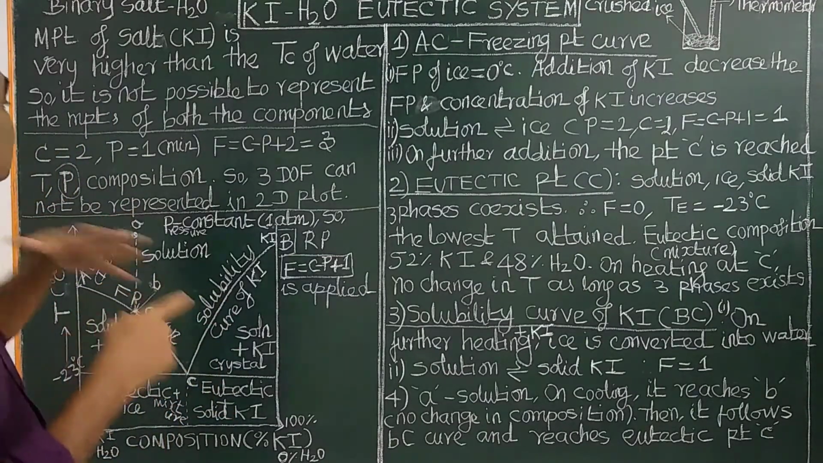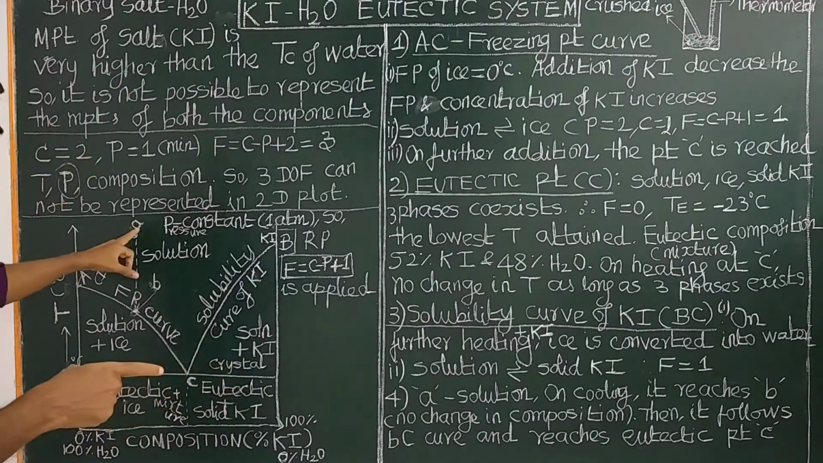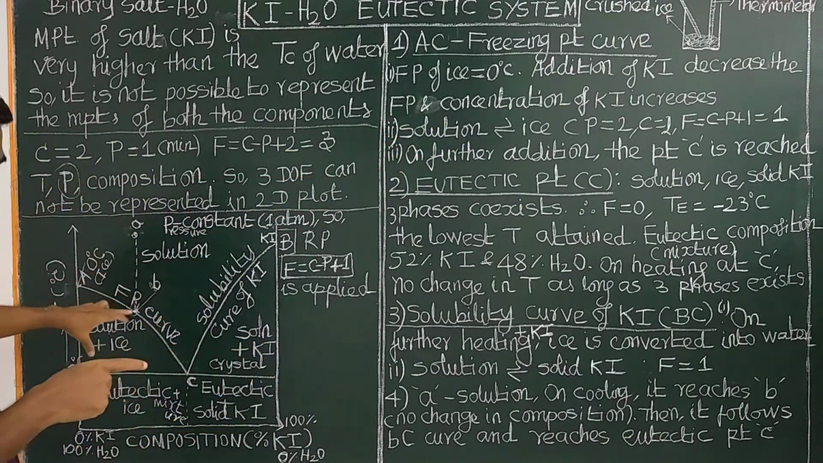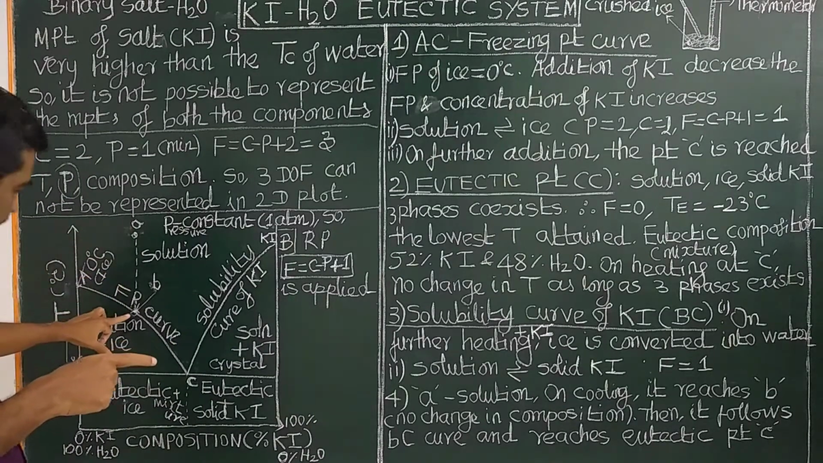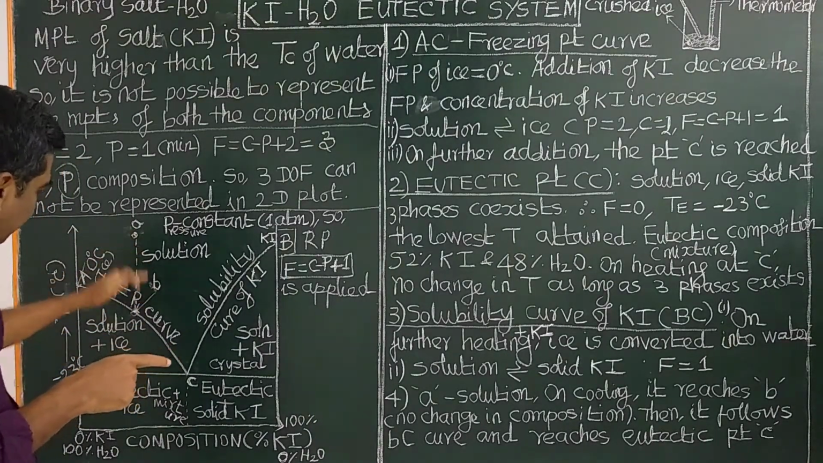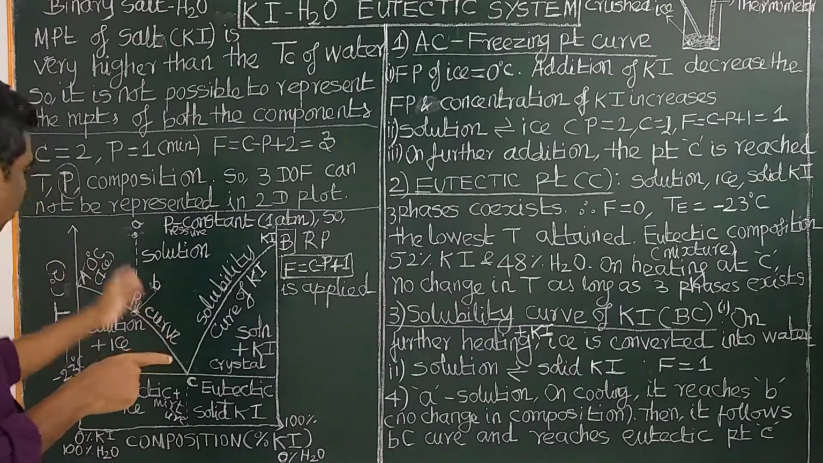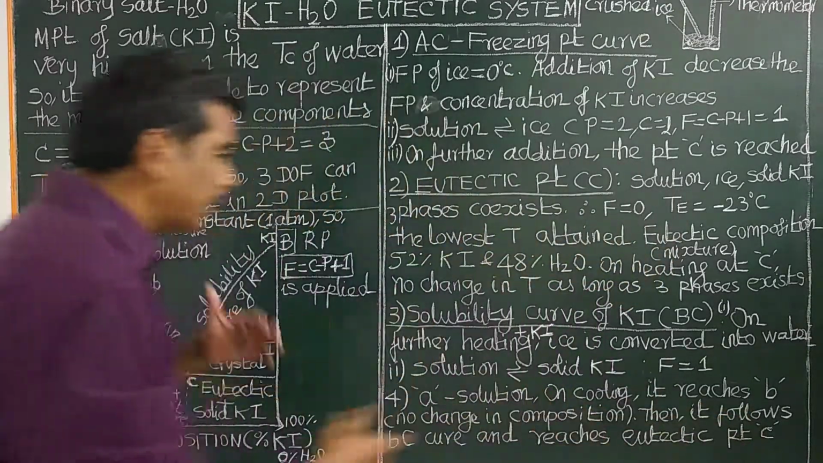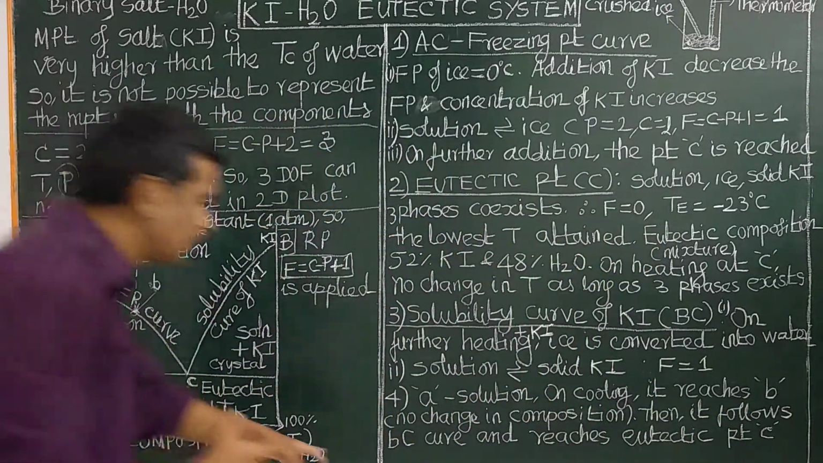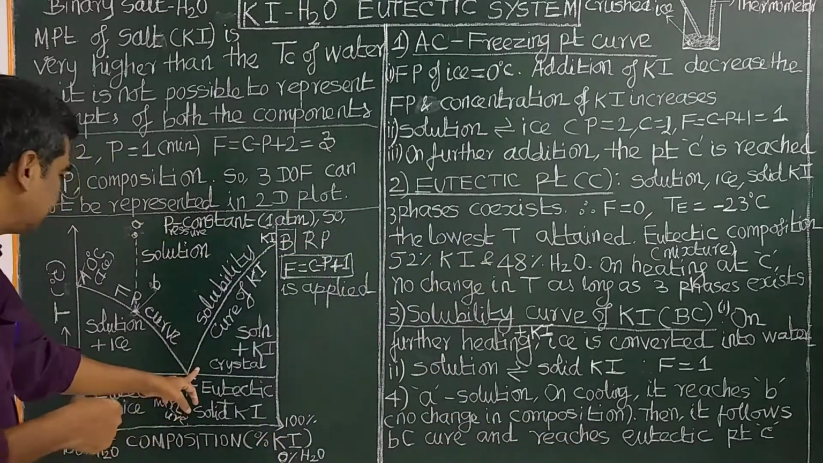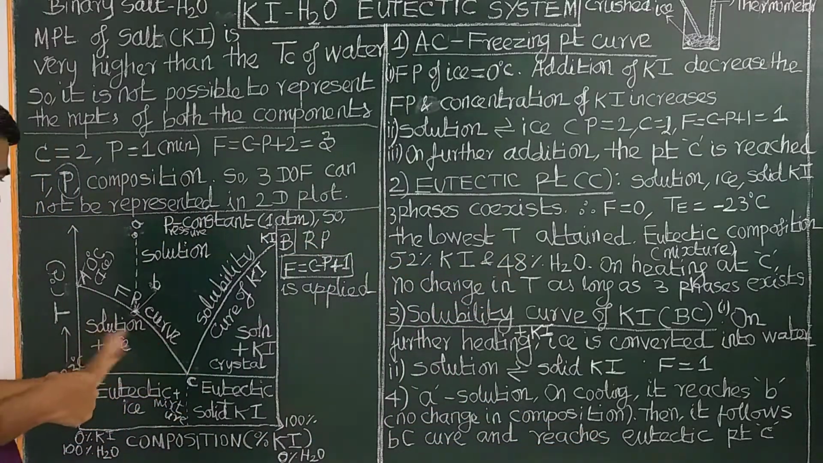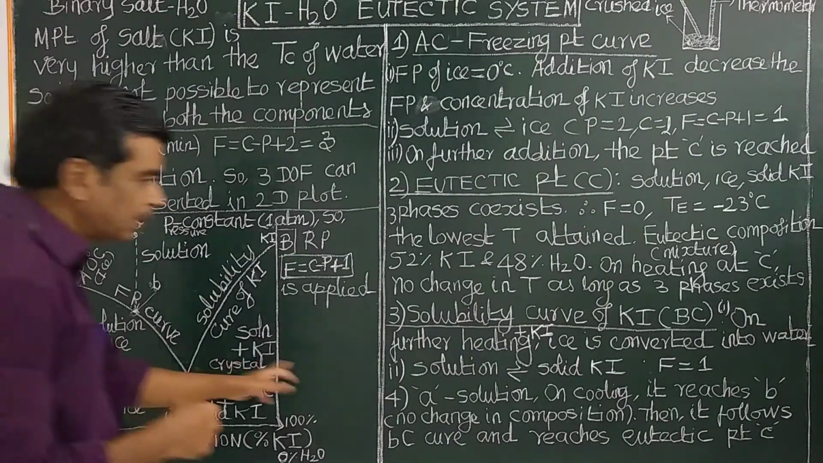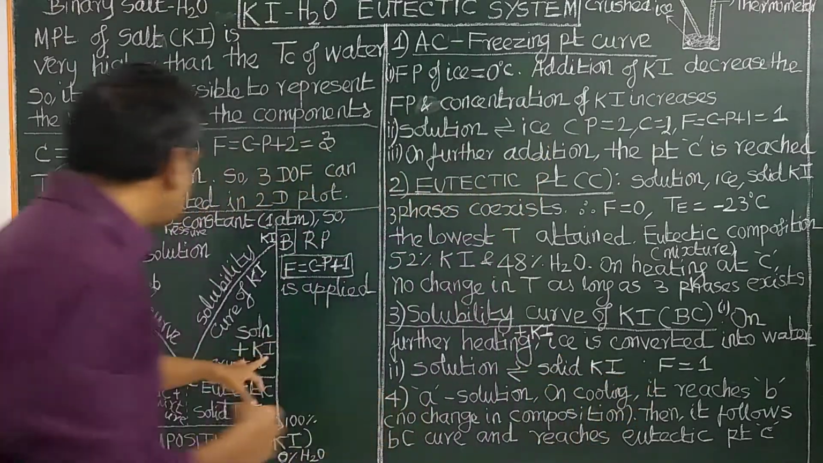Point A is bivariant because only one phase is there. Here at B there are two phases. By applying the reduced phase rule, we can calculate the degree of freedom for point A and point B. After reaching point B, on further cooling, it will follow the BC curve and reach the eutectic point C. On further cooling, ice will separate, the eutectic point is reached, and the solid Ka also appears.